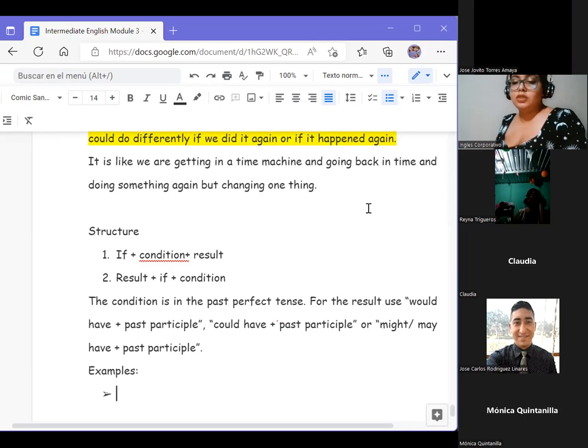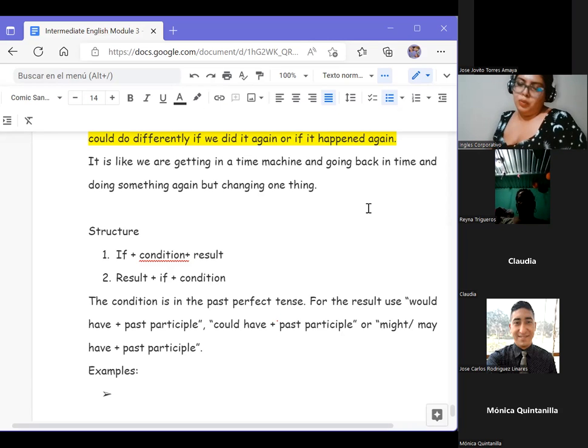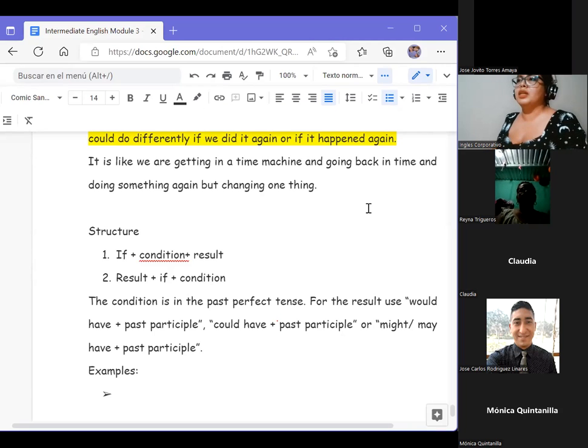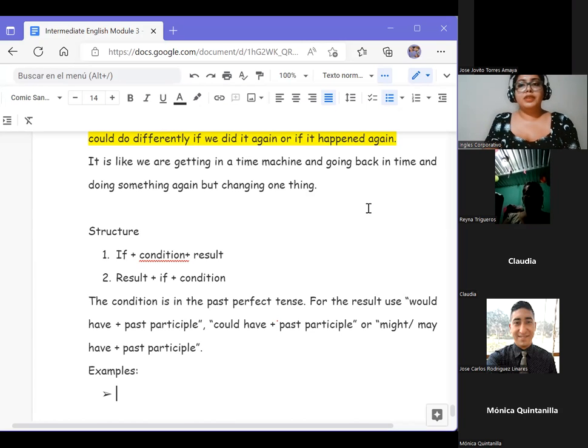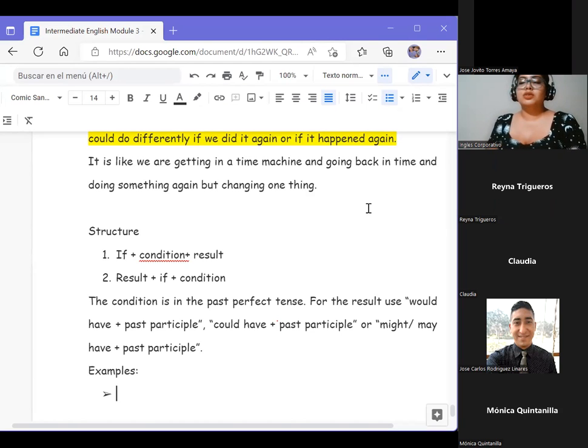So in that case, it's a situation in which we can use this specific conditional, the unreal conditional, because we are talking about a situation in which we know what the problem is. We know that we need to study. But in that moment, it's like, oh, I am not feeling well. I am feeling sleepy. I am bored and I need to do something else. And we are watching television and we are talking with our friends.